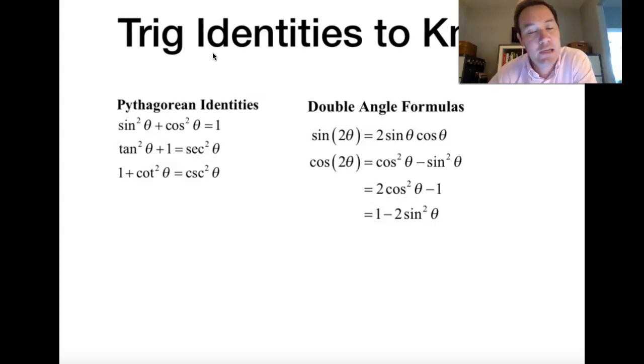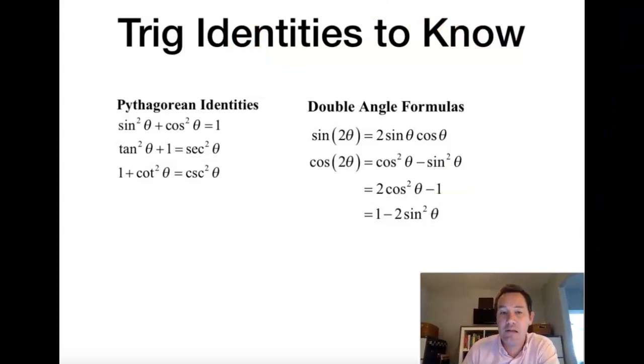There are a couple trig identities that you will have to have memorized for AP Calculus, namely the ones on the left, the Pythagorean identities. And so I can real quick give you kind of a brief overview about where these come from.